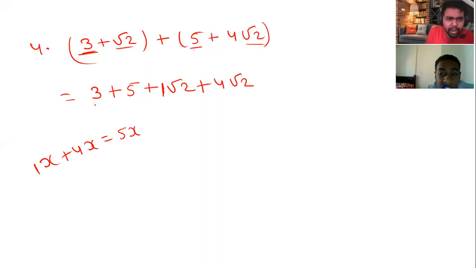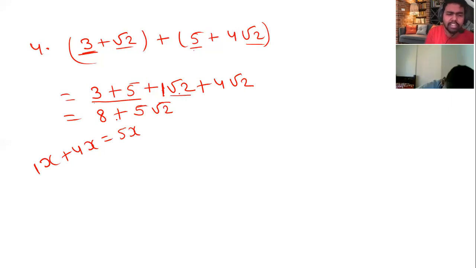So I'm going to add them. First of all, I'm going to add 3 and 5. It would be 8. And again, I have 1 root 2 and 4 root 2. Think like that in your mind: 1x and 4x, that would be a total of 5x. In the same manner, I have 1 root 2 here and 4 root 2 here, so in total we have 5 root 2. And this is my answer. Are you understanding my point? Yes.